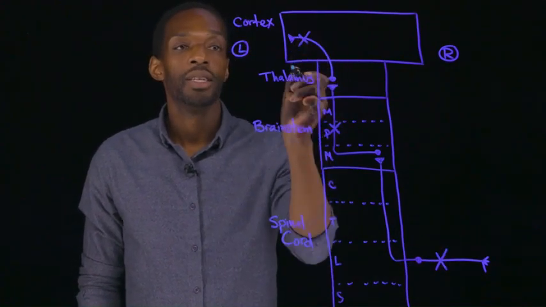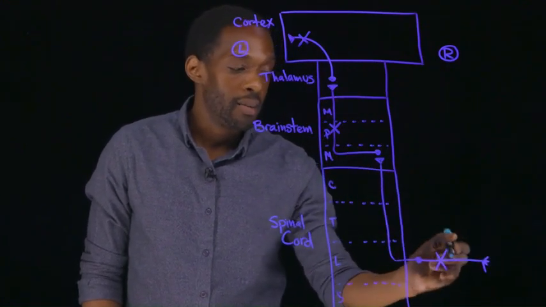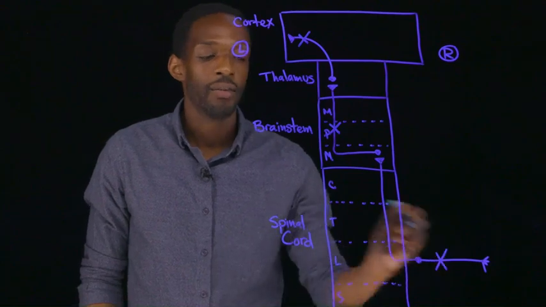Similarly, if you were to lesion the left side of the cortex, we can trace this pathway to see that that would be associated with a loss of sensation on the right side of the body.